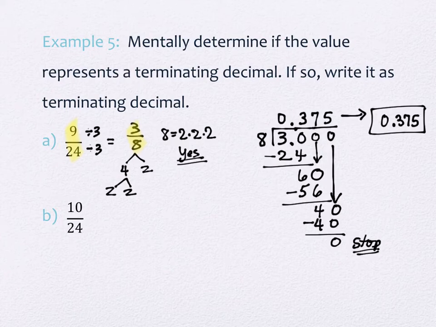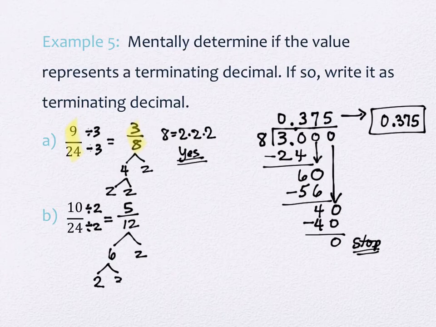Okay, how about B? Is 10 over 24 in simplest form? No. What do we need to divide by? 2 on top and bottom. So 10 divided by 2 is 5, and 24 divided by 2 is 12. Okay, 12 factors into 6 and 2, or 4 and 3, just pick one. And then 6 is 3 and 2. So 12 is 2 times 2 times 3.